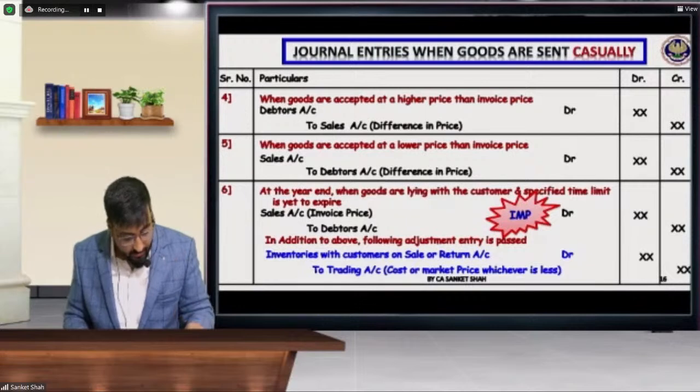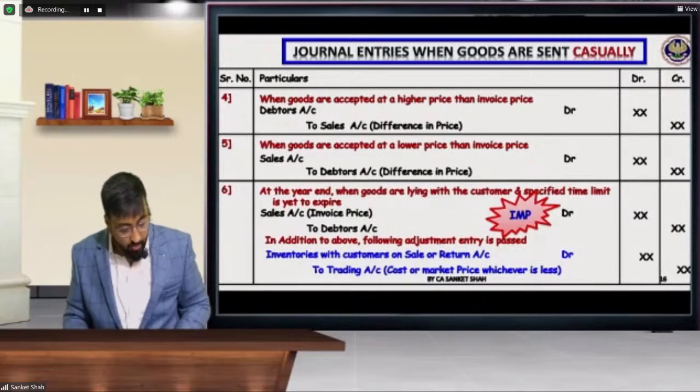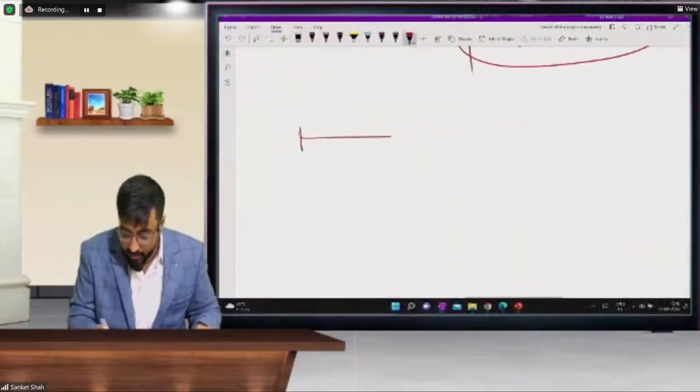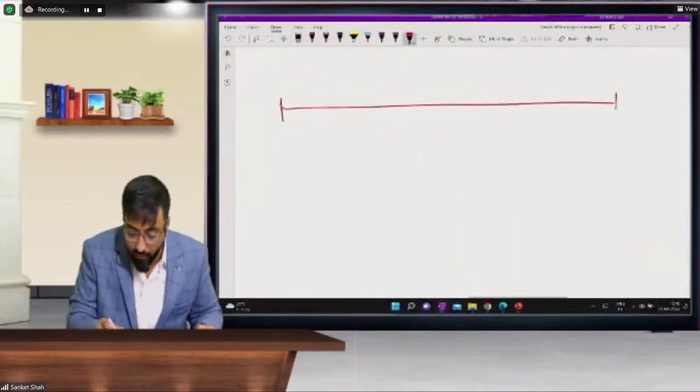Conservatism concept is here. Yes, you have to apply. Dev Dhingraj is saying, sir, I understood it. Very simple. Chalo, one more time. I will write it so it will be very easy for you.